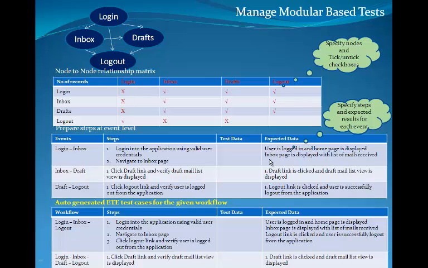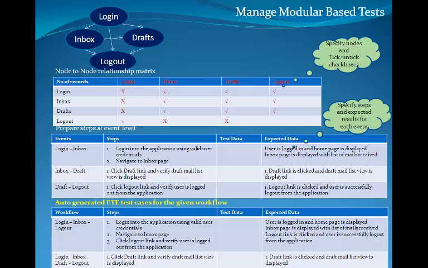The modular based test helps you to design end-to-end test cases with consistent steps and expected results for complex workflows and simple workflows. Now we have taken a very simple example which is known to everybody, Gmail or Yahoo email, and the workflow given at the top is login, inbox, draft and logout, which are interlinked. We call login, inbox, logout, drafts nodes, and the connectivity between two nodes we call an event.